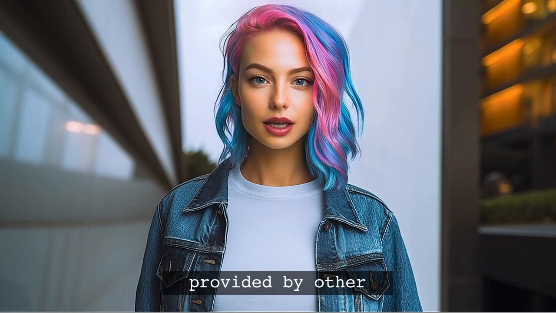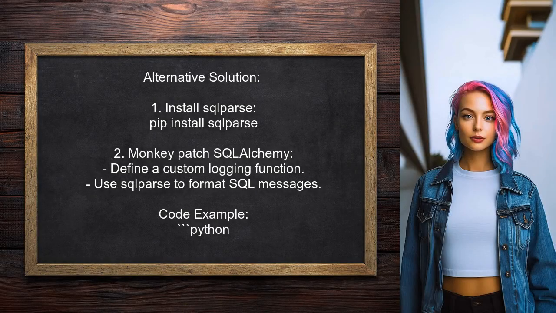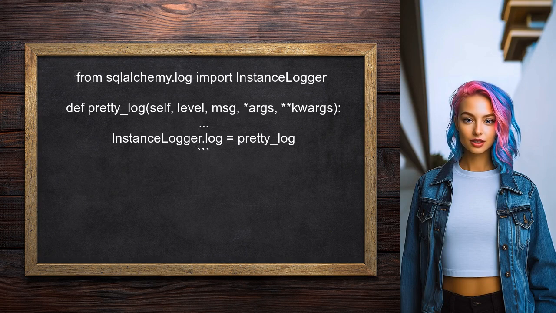Now, let's look at the answers provided by other users. An alternative approach suggested by another user involves monkey patching SQLAlchemy for pretty SQL query printing. First, you need to install the sqlparse library. Then you can define a custom logging function that formats the SQL messages using sqlparse. This function replaces the default logging behavior in SQLAlchemy, allowing for better readability of your SQL queries.